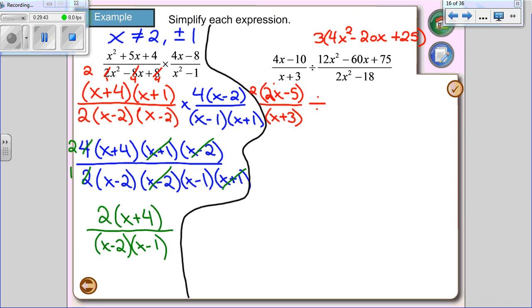Over here, now you can factor that thing. That's one that's definitely going to require you to do your little diamond and figure things out. I will do it on the sideboard over here. So my diamond is going to be 4 times 25, or 100 on the top. The bottom is going to be negative 20. I'm looking for things that multiply to be 100 and add to be negative 20. So it means negative 10 and negative 10.